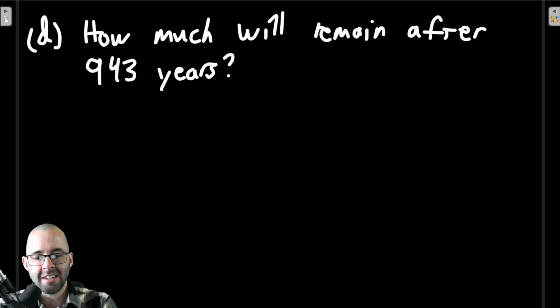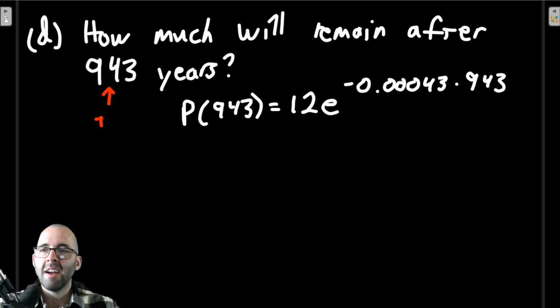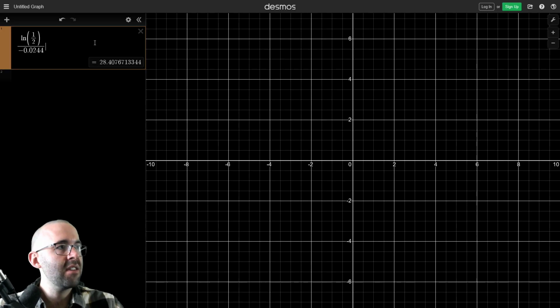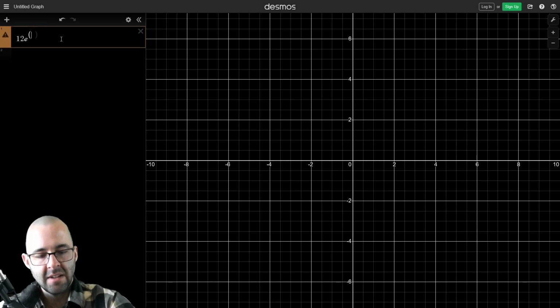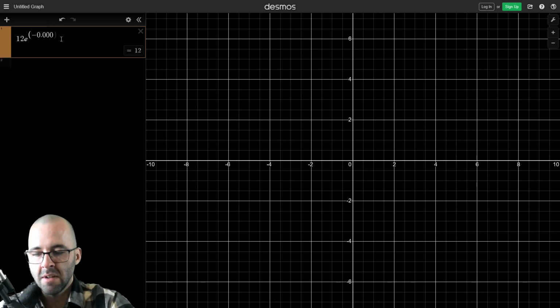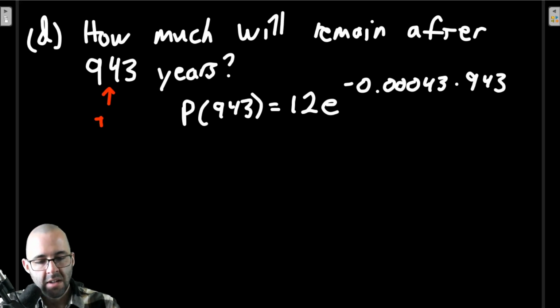We just plug in, right? This is our t value. We're just going to find out, okay, what is p after 943? And we just plug it in. We started with 12. We still have that same decay constant as before. We're plugging in T is 943. And let's go plug it in and see what happens. So again, there's a lot of different ways that you can use a calculator. I like to use Desmos. Desmos.com is the website. But there's a lot of great ways of doing this. Negative 0.00043 times 943. Oh, almost perfectly about 8 grams. Okay. It's about 8.